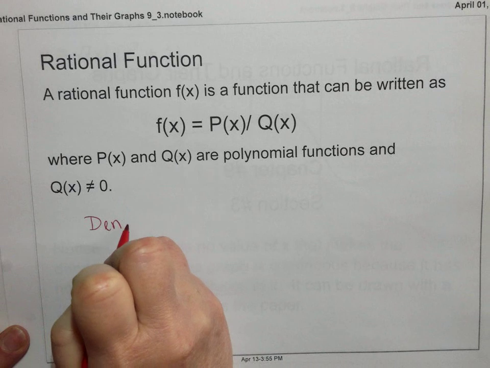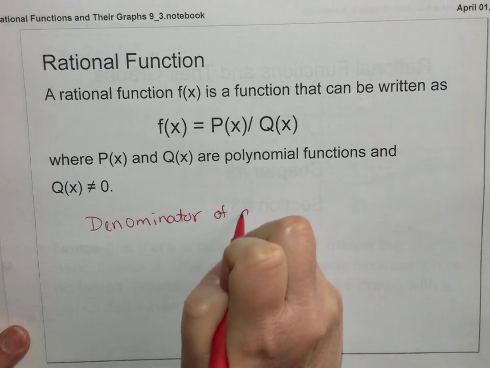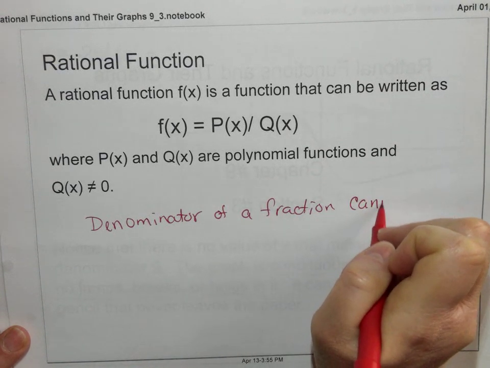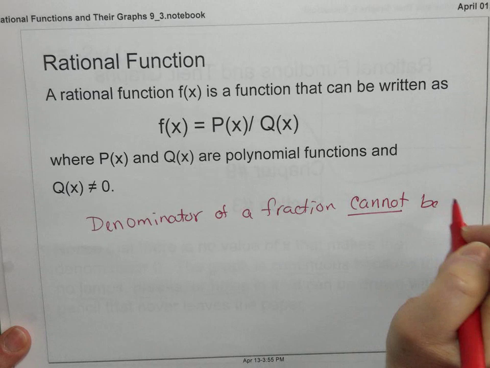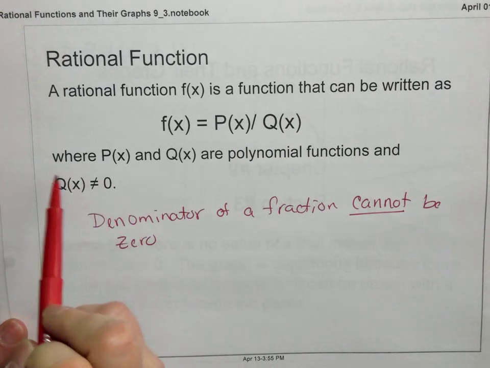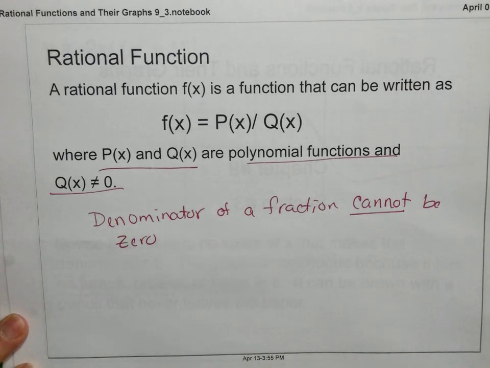Denominator of a fraction cannot be 0. And that's all this is saying right here. Where p and q are polynomial functions and q of x is not 0.